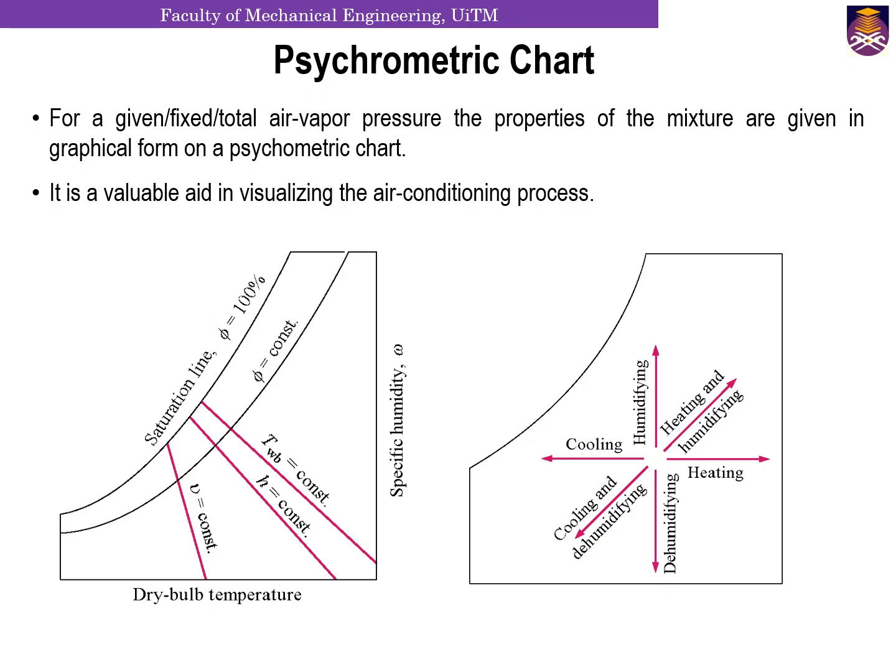Okay, so we will now begin with our next part, which is the psychrometric chart. As you can see here, we have the psychrometric chart shown almost like a shoe design, right? We will see how it looks. So for a given fixed total air vapor pressure, the properties of the mixture are given in graphical form on a psychrometric chart.